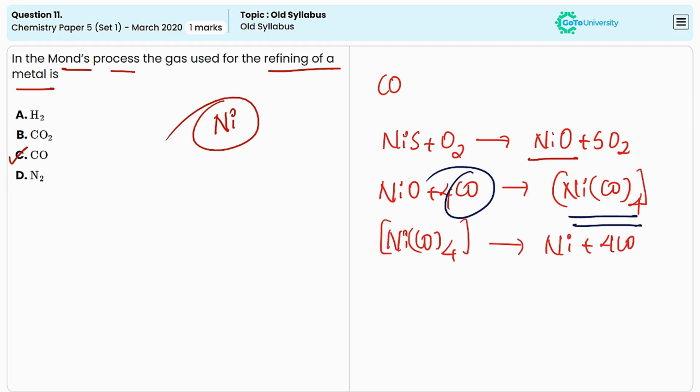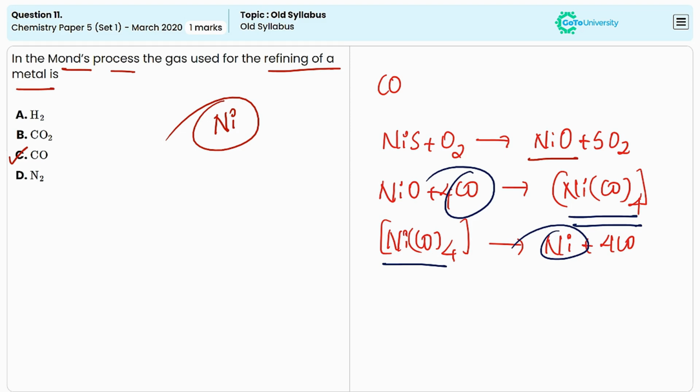And in the third step, the nickel carbonyl gas is purified by distillation, and the purified nickel carbonyl gas is decomposed at high temperature to produce the pure nickel. And the recycling process includes that the carbon monoxide gas will be recycled back into the process.